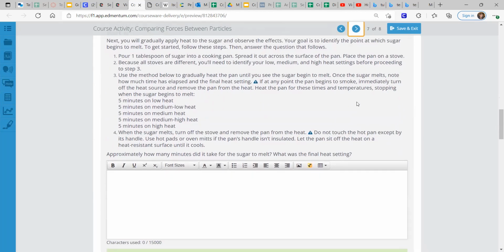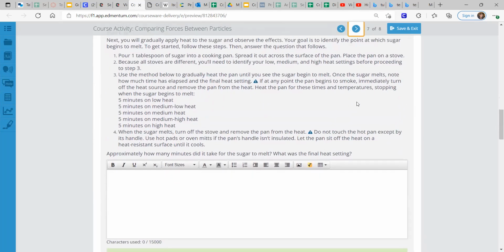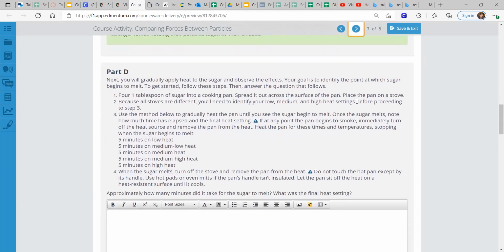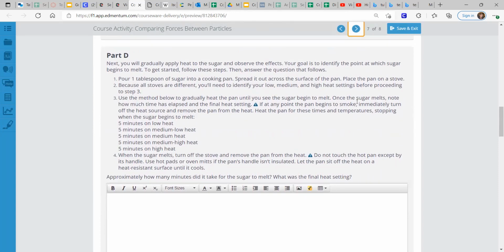Part D. Next, you'll gradually apply heat to the sugar and observe the effects. Your goal is to identify the point at which sugar begins to melt. To get started, follow the steps and then answer the questions that follow.